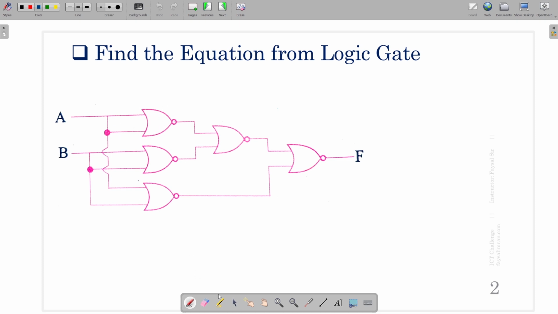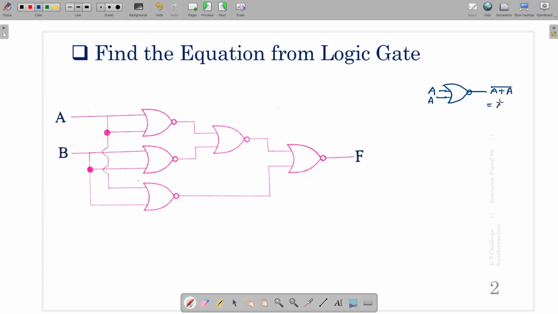Okay, so if I write here A, if I input both of the A in a NOR gate, at first we write the OR gate. So you will get A plus A, right? After that, if I place here a NOT gate, that means we will get A plus A whole bar.